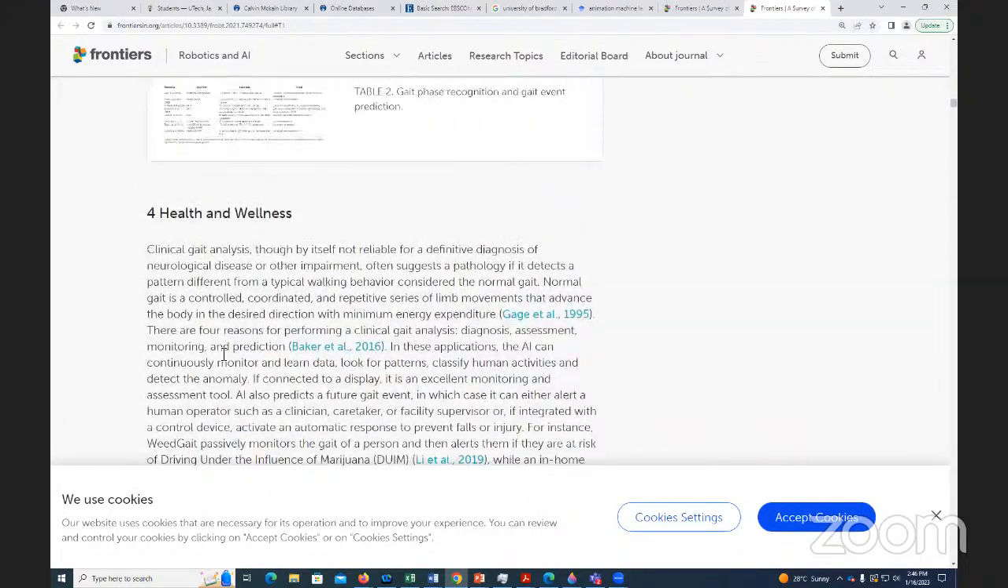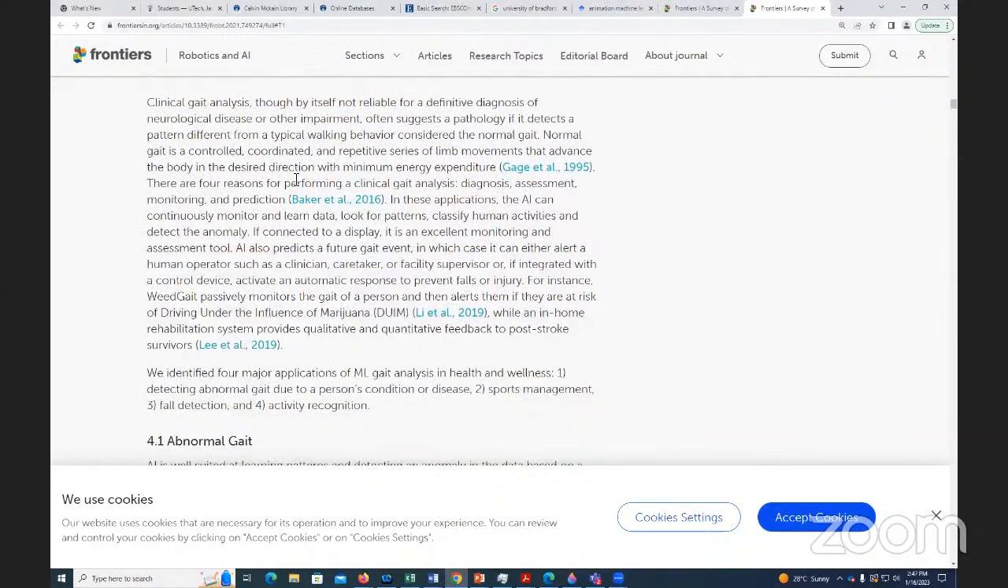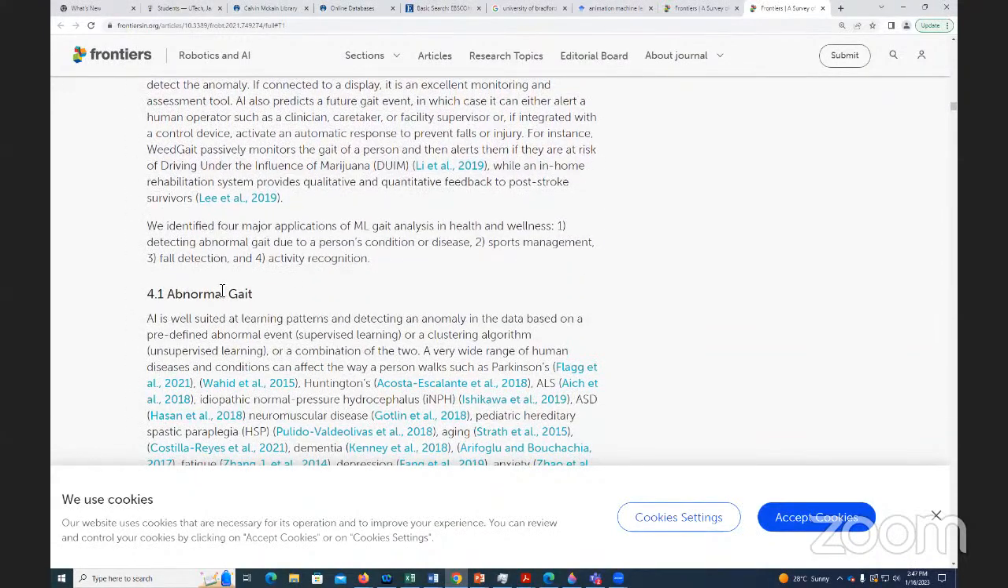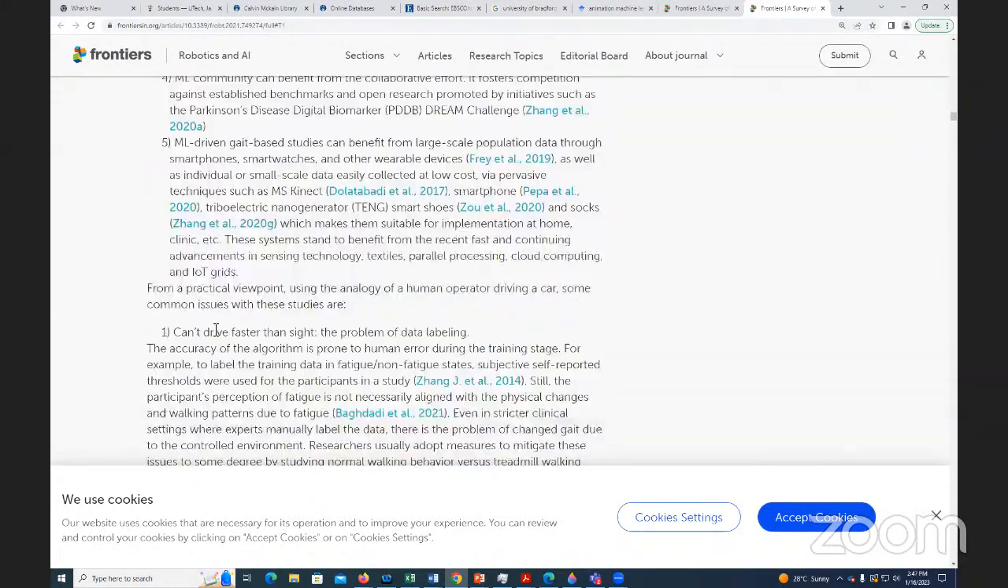And then they move from gait analysis to health and wellness, which doesn't surprise me because I can think about people with strokes don't have good gait. People with Alzheimer's don't have good gait. You know, there are certain diseases, your gait is going to be adversely affected. So now they're talking about clinical gait analysis, which is looking for a definitive diagnosis of some pathology.